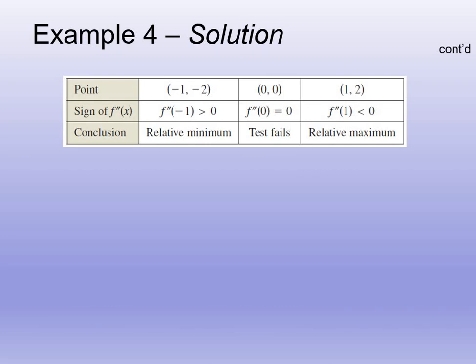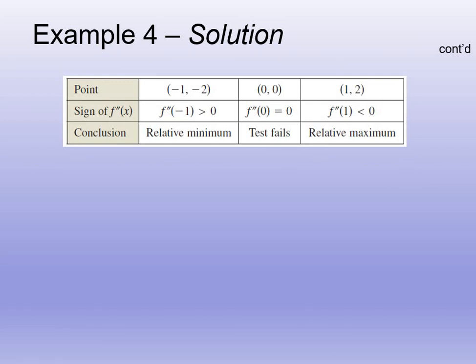If f double prime of 0 equals 0, that test failed. We didn't get a plus or minus value. We got 0 there, so that didn't tell us anything we needed to know on that interval. And then on the last interval, we have f double prime of 1 was less than 0, so we have a relative maximum.